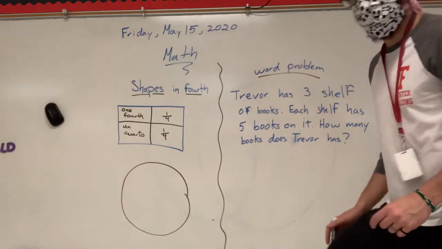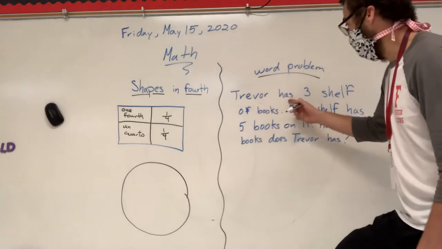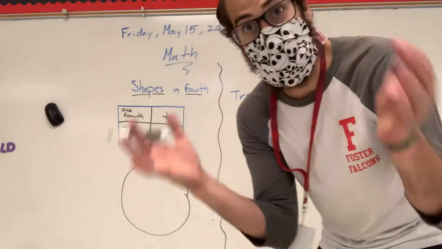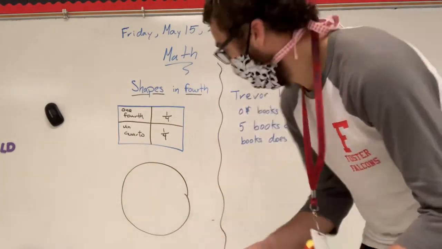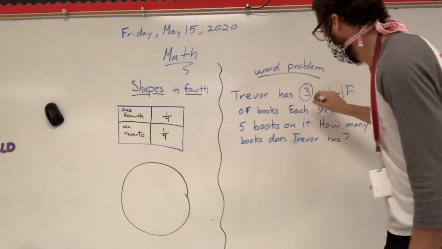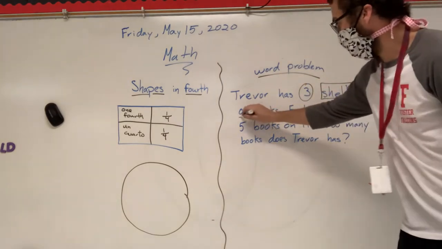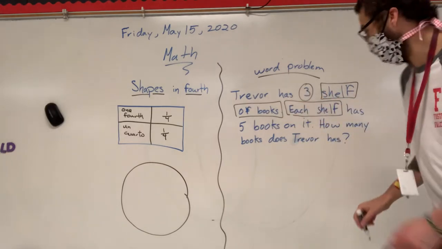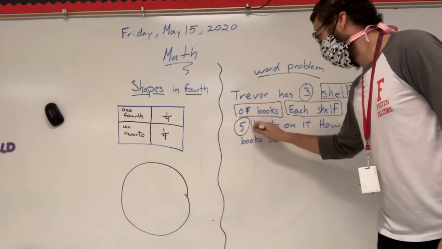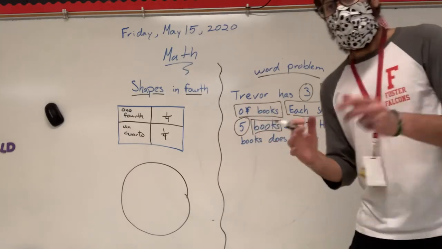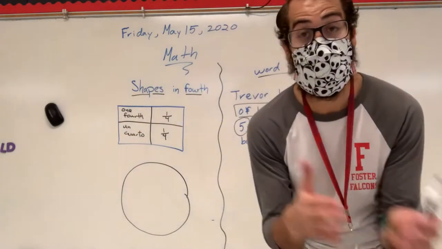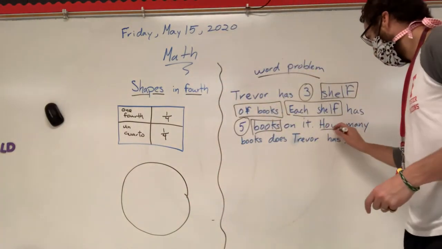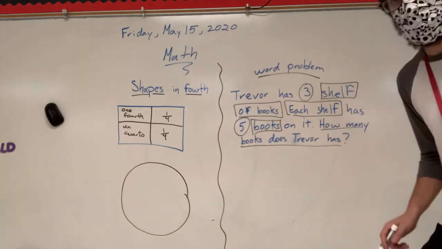The word problem says, Trevor has three shelves of books. You guys know what a shelf is? It's un estante, un lugar donde guarda los libros. Trevor has three shelves of books. Each shelf, cada estante, has five books. Así que él tiene tres lugares donde guarda libros y cada lugar tiene cinco libros cada uno. So the question is, how many books does Trevor have?